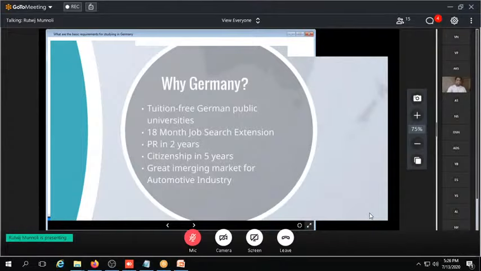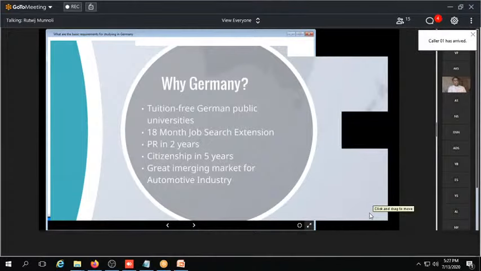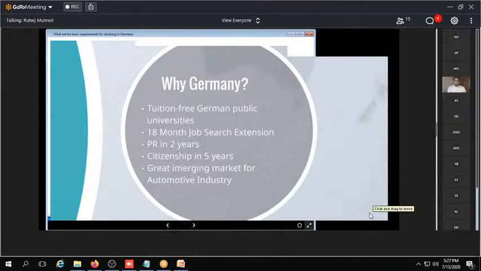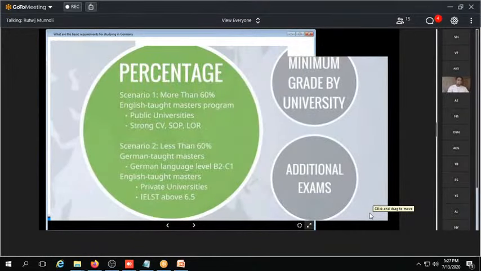Okay. So here we saw why you should consider doing masters abroad, specifically in Germany. So you might be having some queries regarding how should I apply, what are the requirements, and does percentage matter over here. So let's jump to the next slide. Okay, so there are particularly two scenarios. The first one is if you have secured less than 60% in your bachelor's, don't panic.